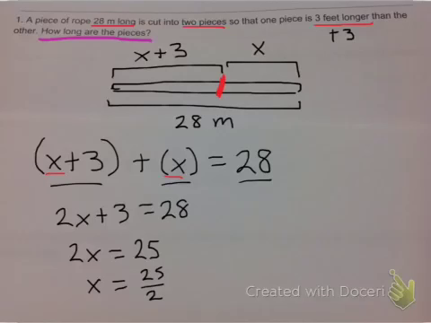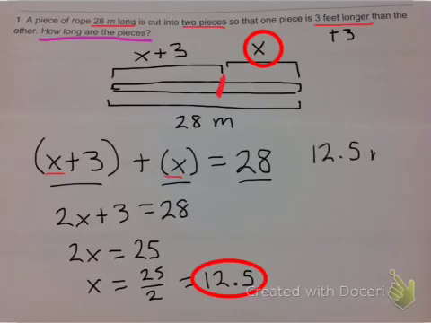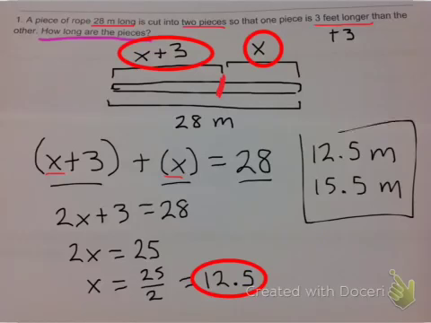Okay, so now you need to go back and ask yourself, well, what did they ask me? Okay, they asked me how long are the pieces. So I need to take what I found out that x equals 12.5, and I need to apply that to my original problem. So since one piece is equal to x, I know that one piece is 12.5 meters. And since the other piece is x plus 3, I do 12.5 plus 3 and I get 15.5 meters. Okay? And you can double check your answer. If you add up those two numbers, it equals 28.